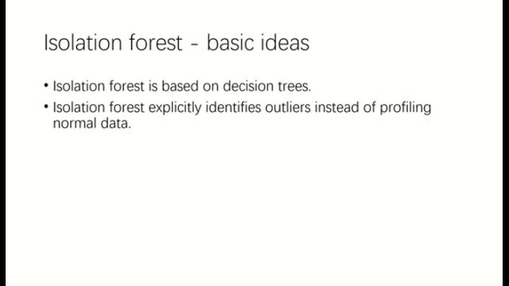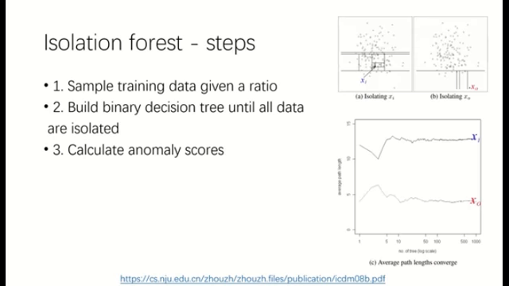Here are some basic ideas about isolation forest. It is based on decision trees, for example, random forest. The difference between it and other random decision trees is that it explicitly identifies outliers instead of profiling normal data. During training, the first step is to sample the training data according to the given training ratio. Then, it iteratively builds binary decision trees until all data are isolated.